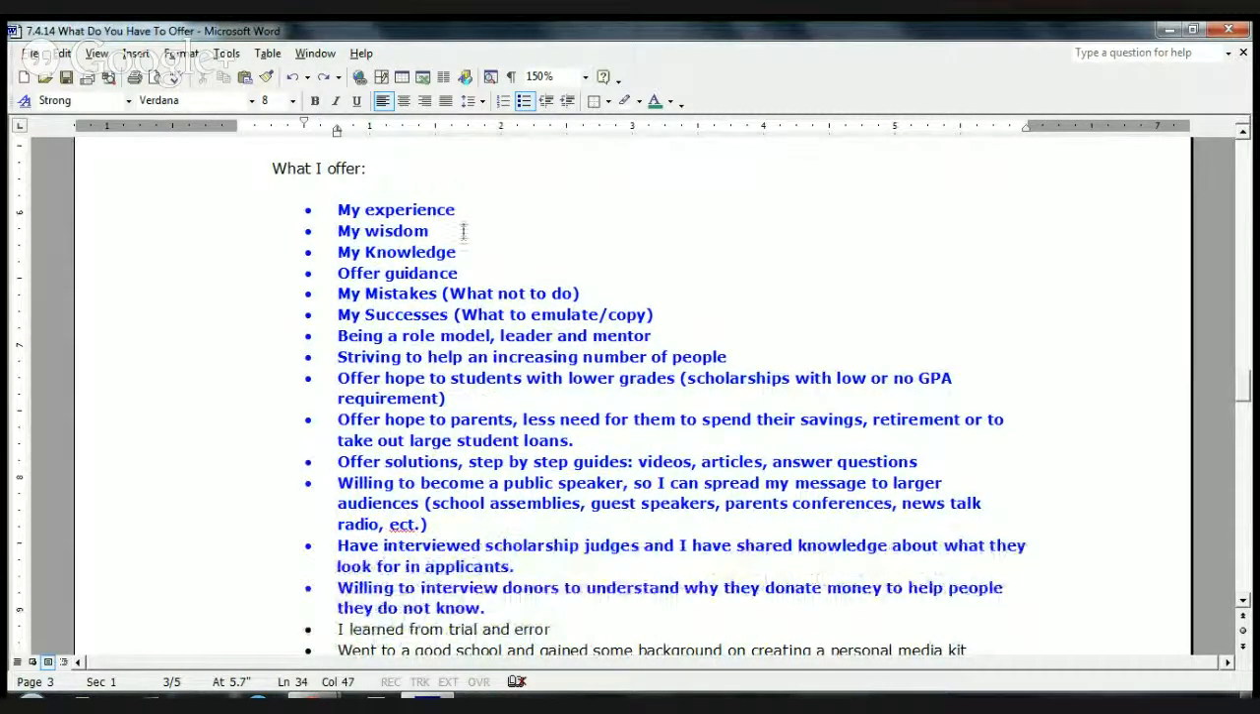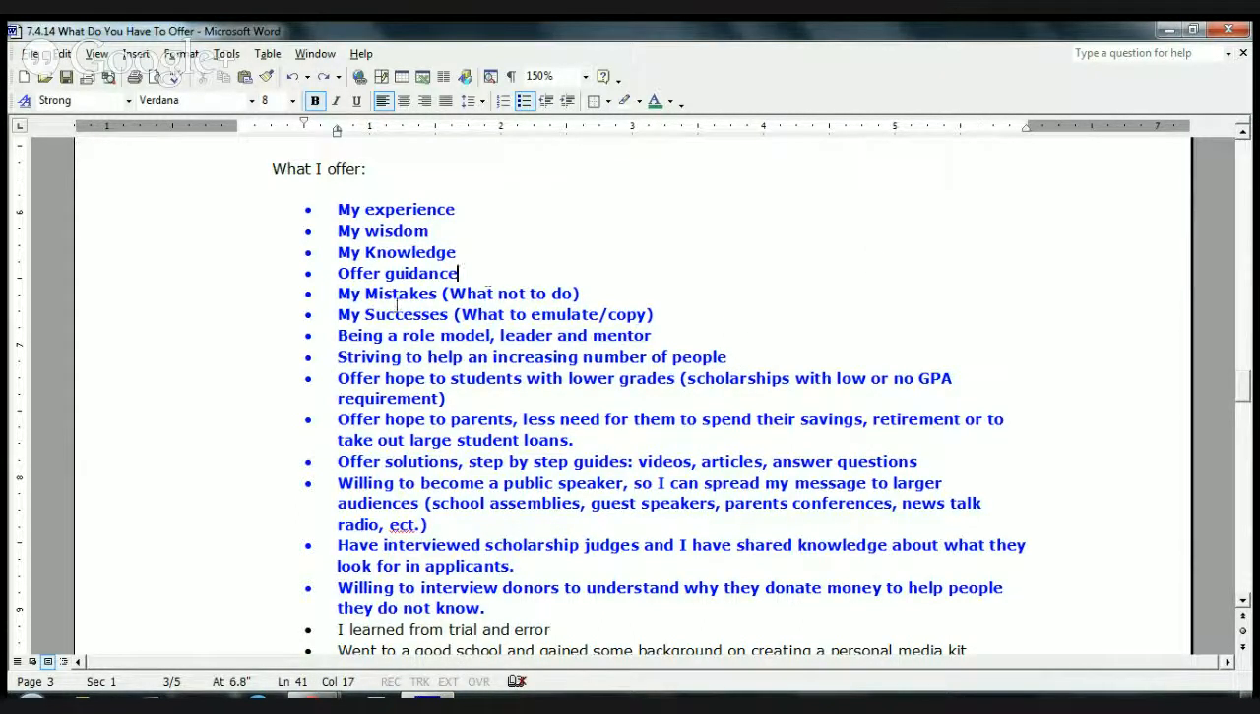And these are things that I'm sure you have to offer too, in the form of your experience, your wisdom, knowledge, offer guidance. I can offer my mistakes, what not to do. I can offer and share my successes so people know what to emulate and to copy. I can be a role model, a leader, and a mentor, and I can strive to help an increasing number of people. So these are all things that you can do as well. Just think about, how does this apply to me? What is it that I can do?